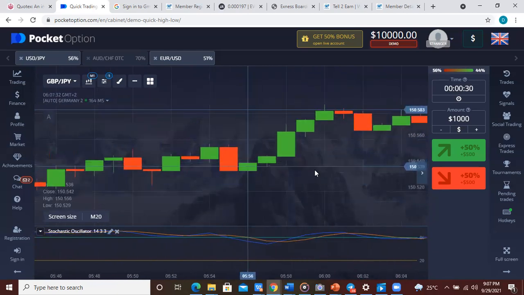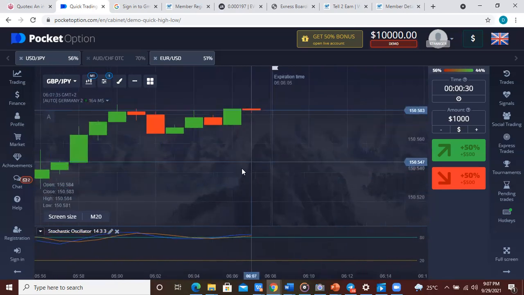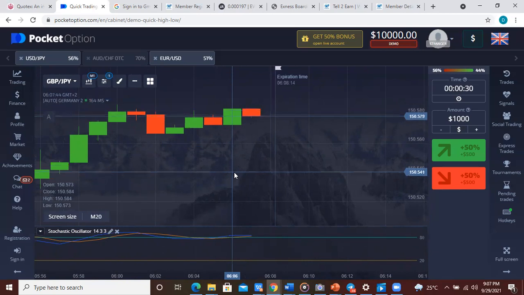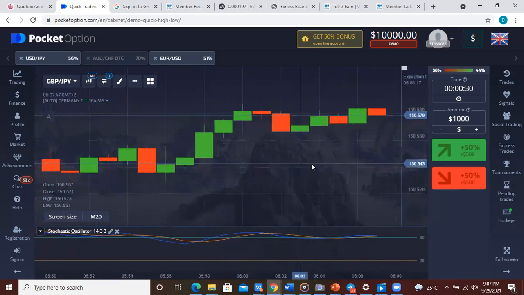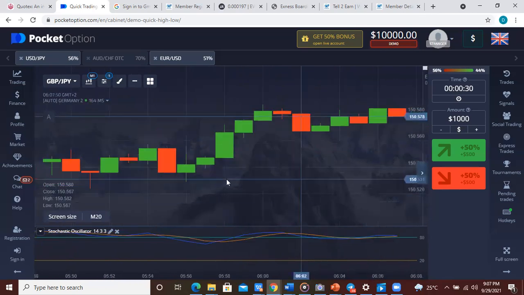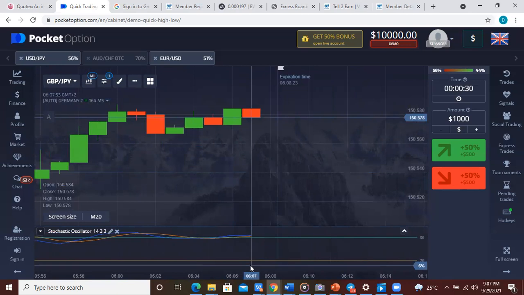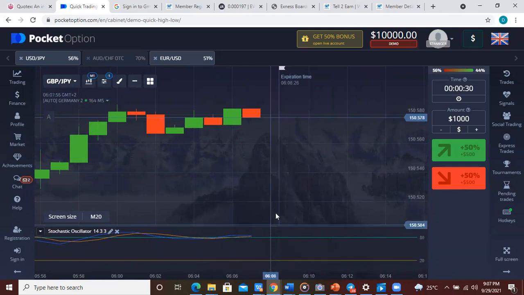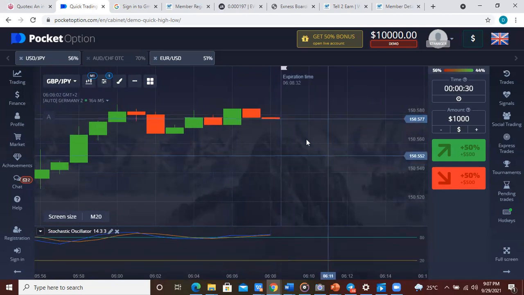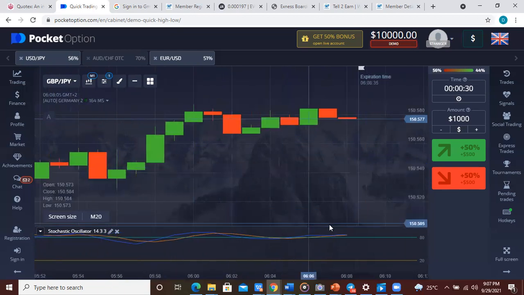But in trading, you don't use only one indicator to do your analysis. You need to combine different indicators at different points of time. So this is the stochastic oscillator that we've been speaking about. If you see it at the bottom, it means the market is oversold, so possibly it will go up. If you see it at the top, it means the market is overbought, so it needs to come down.